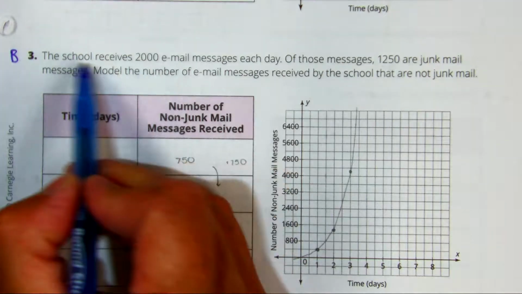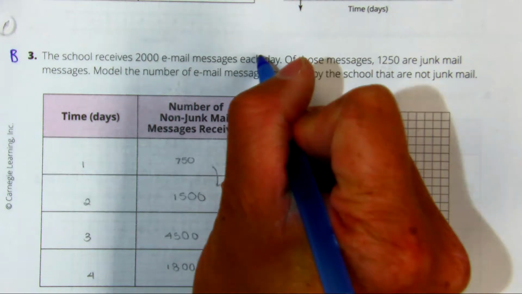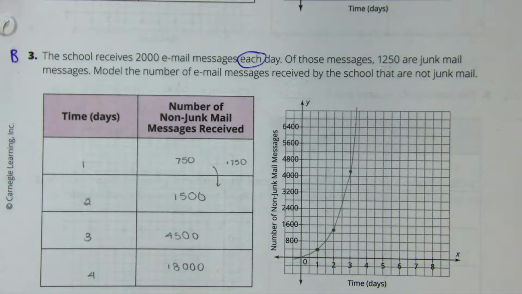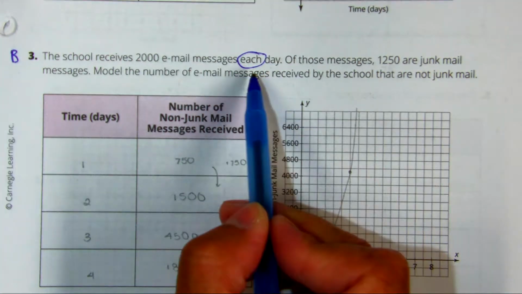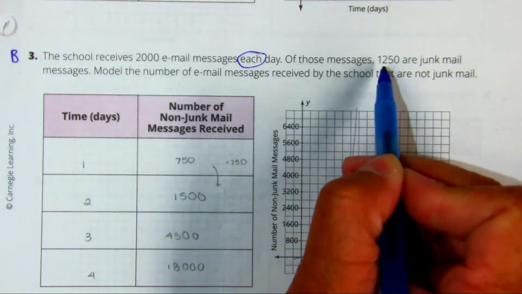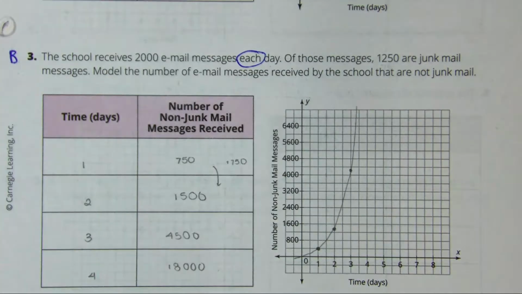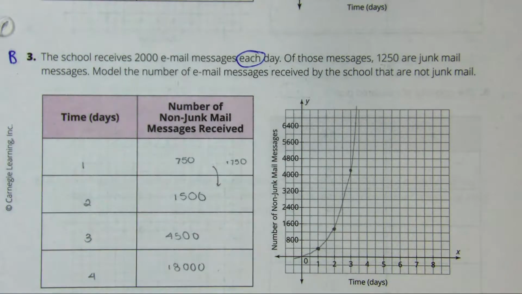The school receives 2,000 email messages each day. There's a key word. I'm going to circle it. Hopefully in your graphic organizer, the table we did in the student edition, you'll recognize "each." Of those messages, 1,250 are junk mail messages. Model the email messages received by the school that are not junk mail.